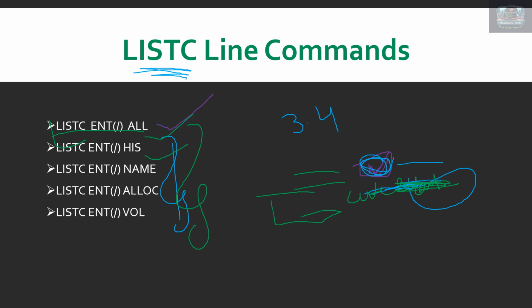This is the history command, you can directly take the history. If you want to know which catalog it is allocated to, you can directly give the name command. If you want to check the allocation only, you can give allocation. If you want volume information, you can check directly with it, and if you want all the information, you can just give list the ENT ALL in front of the data set and it will show all the information about that particular data set.